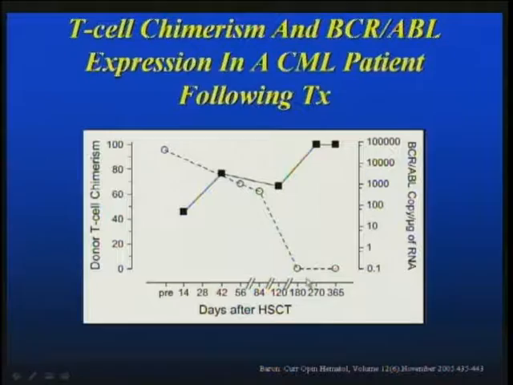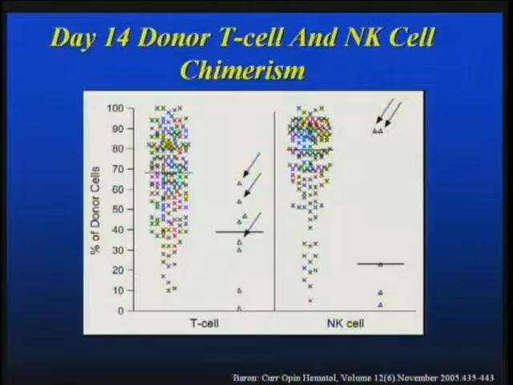This is taken from the same paper where they looked at T-cell and NK cell chimerism in patients at day 14. Each X represents a single patient. As you can see, just by looking at the graph, the percent of donor cells is a higher median in terms of individuals that engrafted, which are the ones on the left in both halves of the graph, versus the ones that did not engraft or rejected.